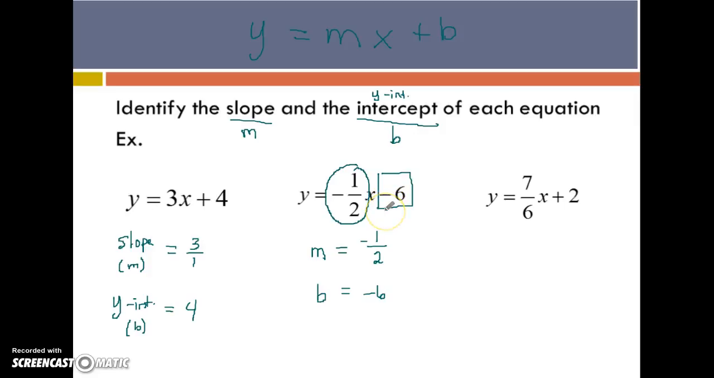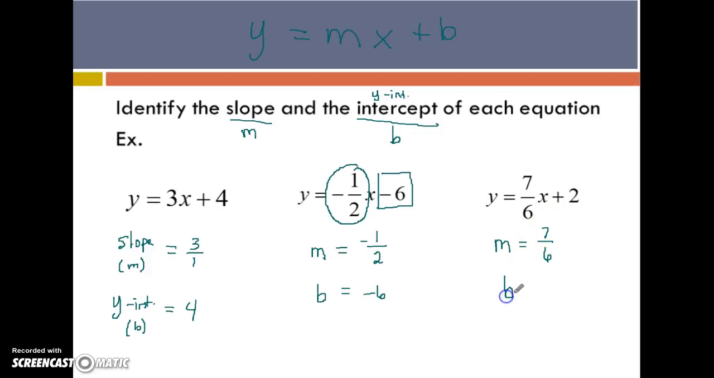Last example, y equals 7/6 x plus 2. Thinking of where the slope is, again, slope is the number multiplied by x. We note that with an m. M equals 7/6. So the slope of this line is 7/6. It's got a change in the y values of 7 and a change in the x values of 6. Or think of it as rise over run. A rise of 7, a run of 6.